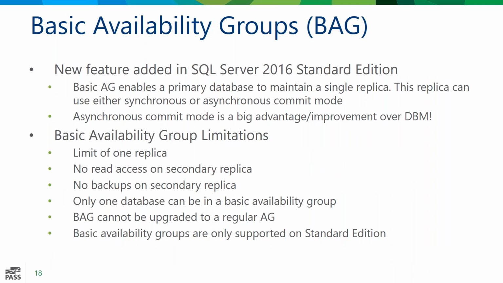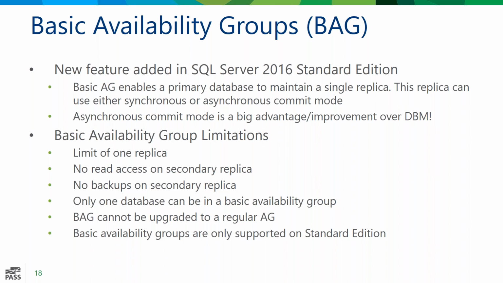Now, basic availability groups. This is a new feature they added in 2016 Standard Edition that lets you have a primary database with one replica. And the replica can use synchronous or asynchronous commit mode, which is a nice improvement compared to database mirroring, where you can only use synchronous with Standard Edition. But there are some key limitations with this, and this is meant to replace database mirroring for Standard Edition.